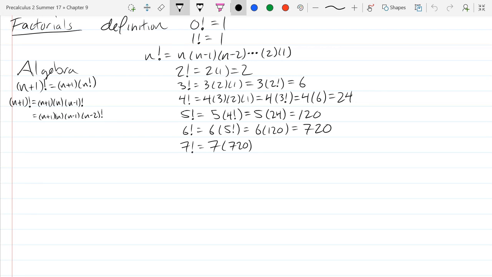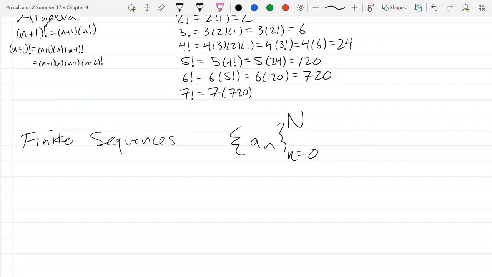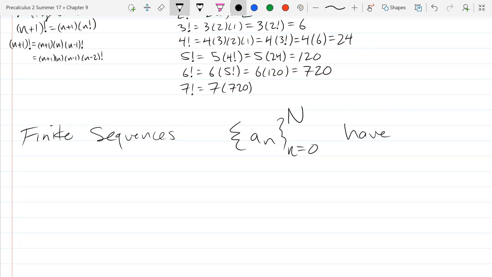The topic is infinite versus finite sequences. So far, all these sequences are finite sequences. That means you have some expression for the nth term. It doesn't have to start at zero, but here it starts at zero and ends at, I've been using capital N for the end value. So finite sequences have, in this case, big N plus one terms, but they have a finite number of terms.